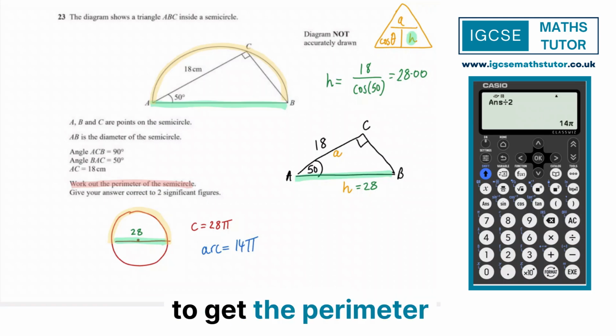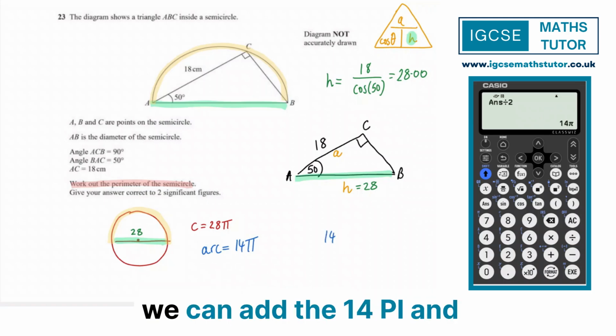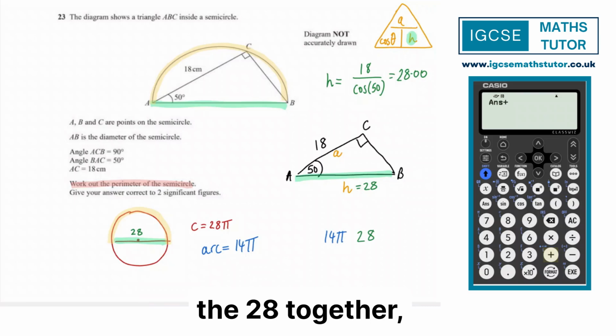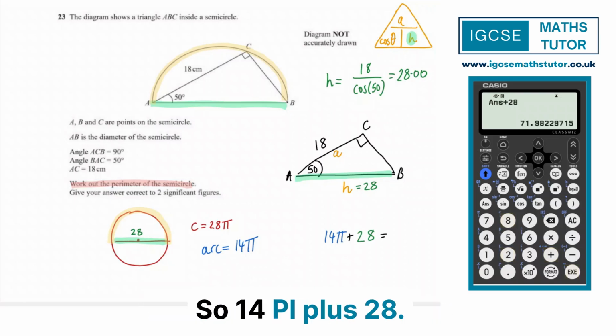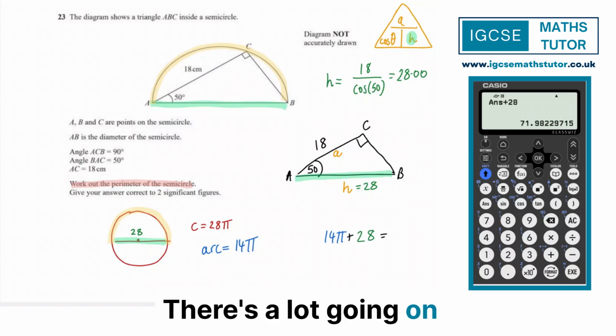So now to get the perimeter of the semicircle, we can add the 14 pi and the 28 together, and that will give us the perimeter of the shape. So 14 pi plus 28. There's a lot going on in this question.